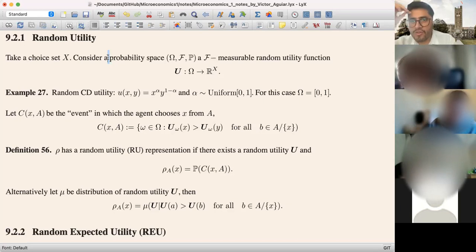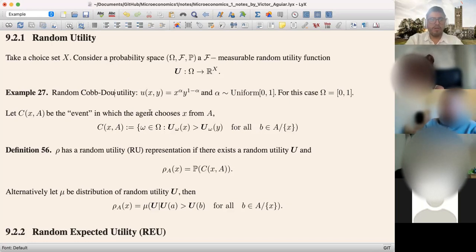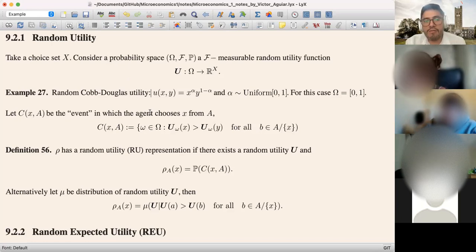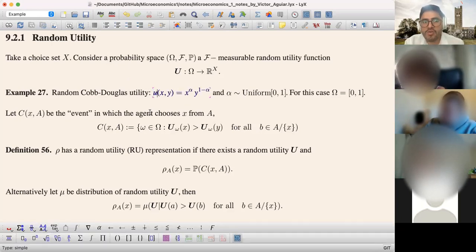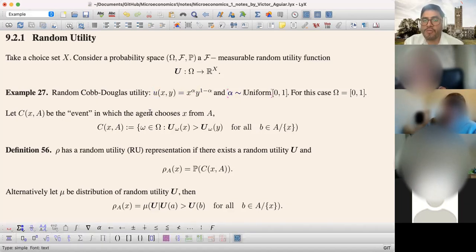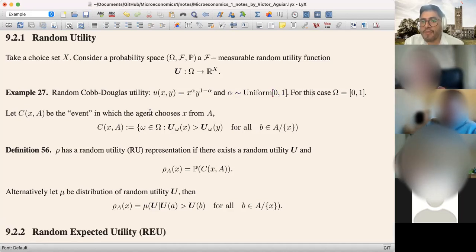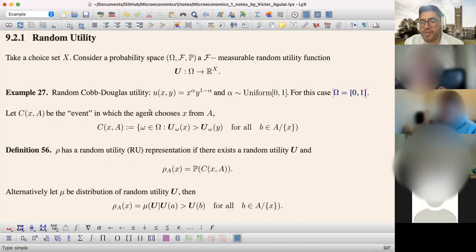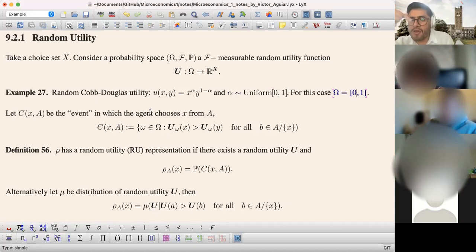So I'm going to explain with an example so you understand. An example of this object is a random Cobb-Douglas utility function. A realization of this random object is u of x,y equal to x to the alpha, y to the 1 minus alpha, and alpha has a uniform distribution on 0, 1. In this case, omega is the set of events from 0 to 1. So for any realization of alpha, there is a utility function. Each realization is a utility function itself, okay?